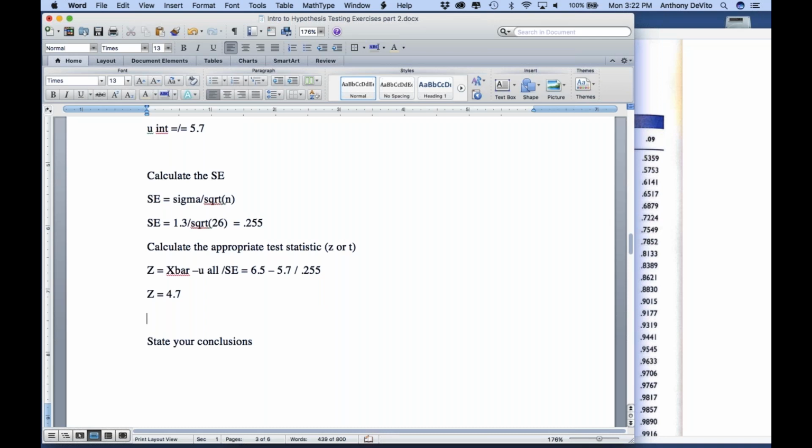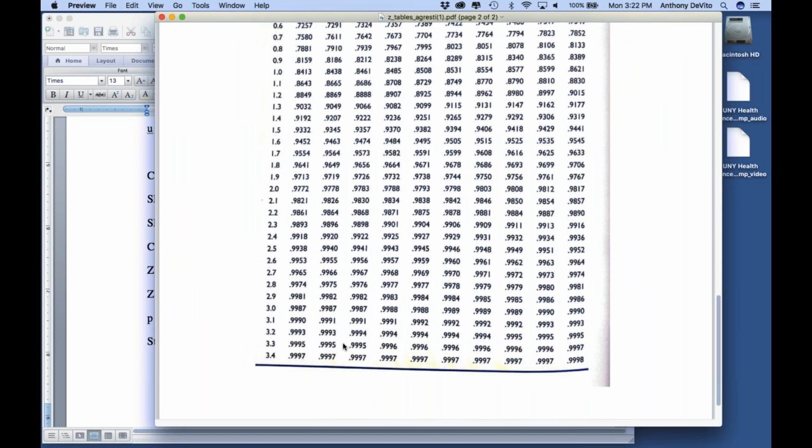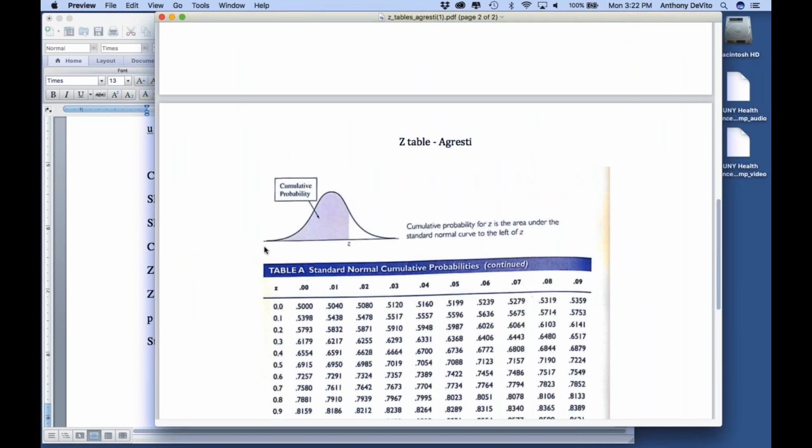Okay, so now I'm going to look up on my Z table what p-value is associated with a Z-score of 4.7. Okay, go to my Z table, right? Well, it doesn't even go up that high, does it? Right, so the area in the tail is going to be way less than 1/10 of 1%. I'm going to call it 1/10 of 1%, 0.001, just so I can use it as a placeholder.